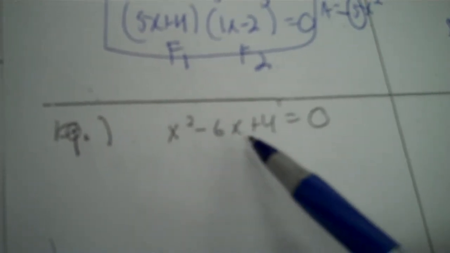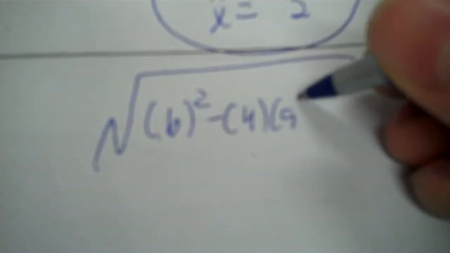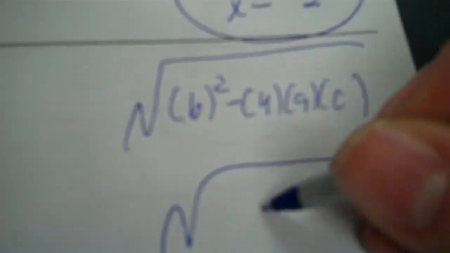Okay, next one. X squared minus 6x plus 4 equals 0. So two solutions, A, B, and C. So again, we're going with the discriminant. So B is negative 6, A is 1, C is 4. It's going to be 36. 4 times 1 times 4 is 16.